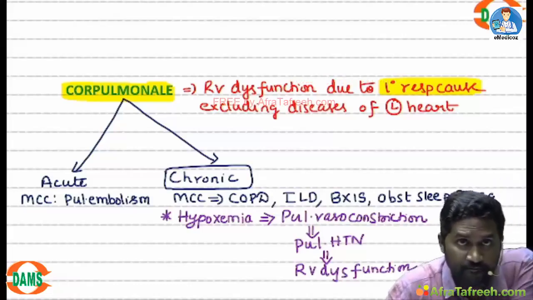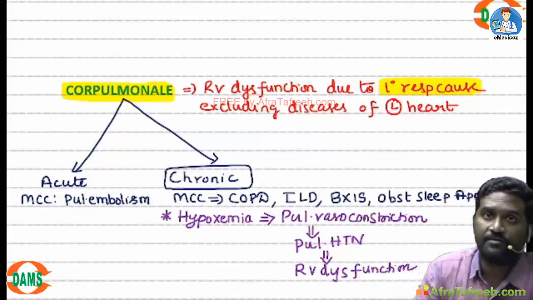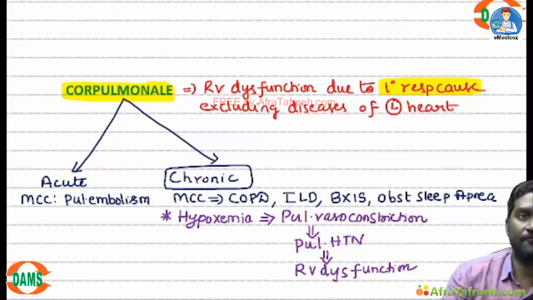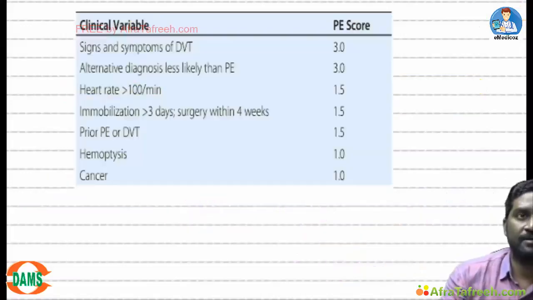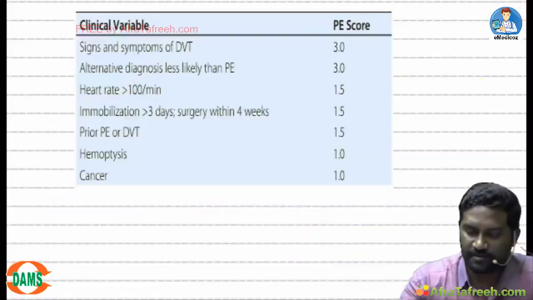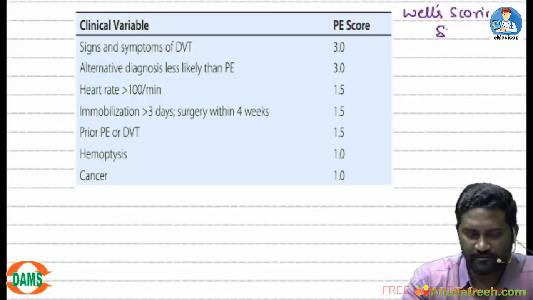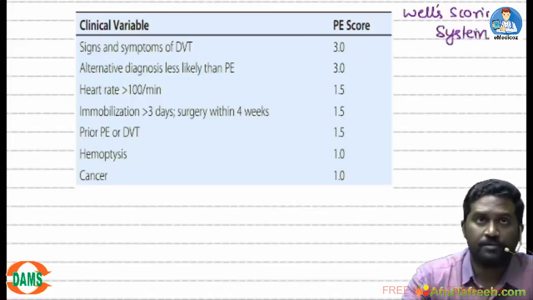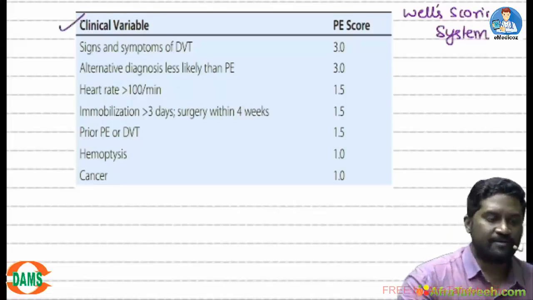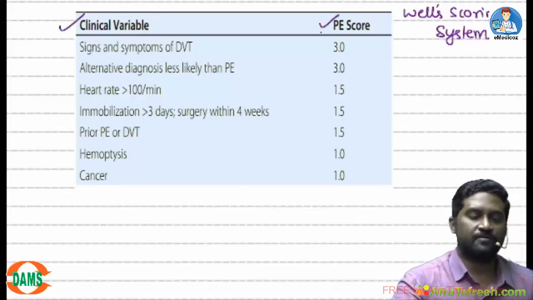So write down Wells scoring system. So the next topic is Wells scoring system. This is the Wells scoring system. These are the clinical variables and this will be the score given.